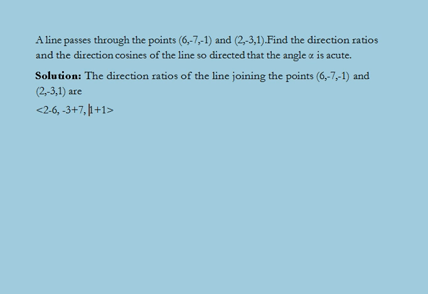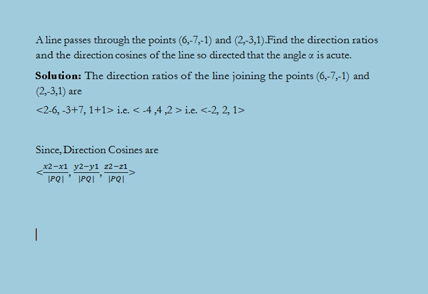These are obtained by using the formula of the direction ratios, which gives the direction ratios as x2 minus x1, y2 minus y1, z2 minus z1, where x1, y1, z1 are the coordinates of the first point and x2, y2, z2 are the coordinates of the second point. This gives us the direction ratios as -4, 4, 2. Or we can rewrite the direction ratios as -2, 2, 1.